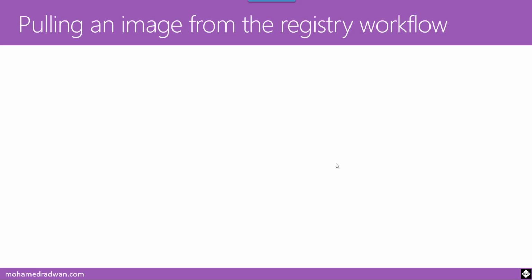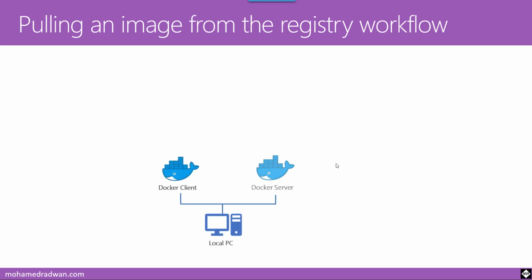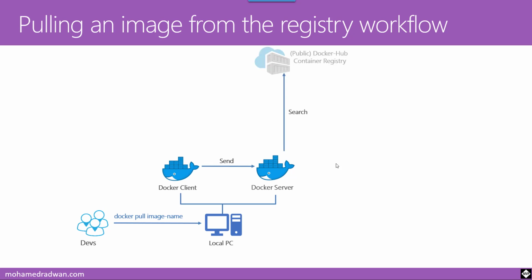So let's look at the workflow for pulling an image. As we explained, we have the Docker client and Docker daemon. The developer will execute docker pull with the image name, it could be Ubuntu, for example. The Docker client will send this command to the Docker daemon, and then the Docker daemon will contact the public registry or Docker Hub and search for the specific image. Once it is found, the Docker daemon will pull that image and put it on my local machine.